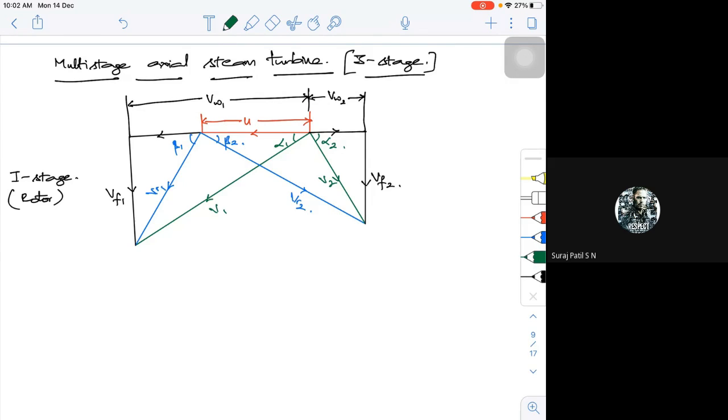this will be my alpha 2. See, now your V1 is the absolute velocity with respect to the inlet at the rotor, and V2 is the velocity with which the fluid is going out. Now look at this. What is the velocity which is coming out of your rotor? It is V2. Now when I go to the second stage, if there is no friction, your V2 will be the velocity for the inlet to the second stage.